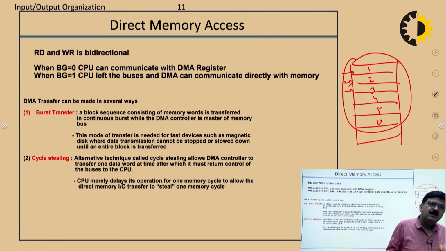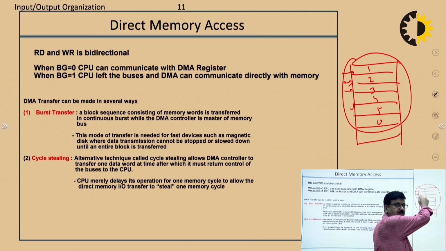Cycle stealing, what is it? The alternative technique called cycle stealing allows the DMA controller to transfer one data word at a time, after which it must return control of the bus to the CPU. It means now this point should be understood. In the cycle stealing case, after transferring each word, one word, we have to hand over the control of the buses to the CPU.